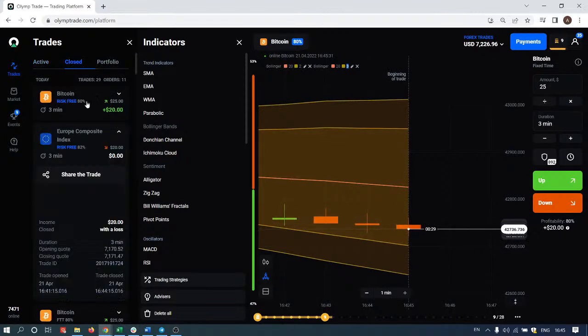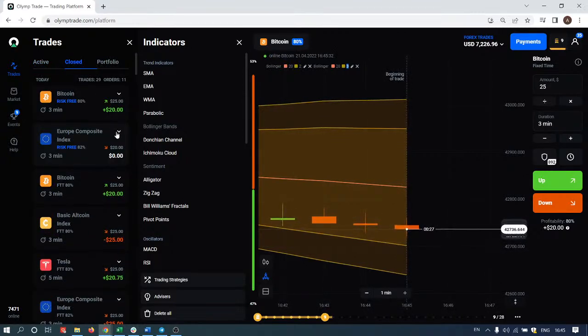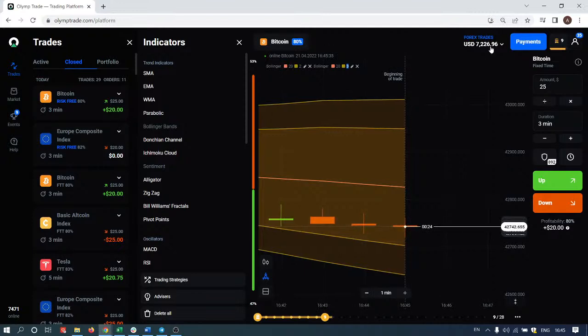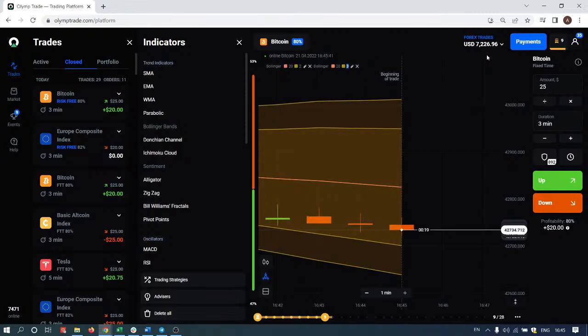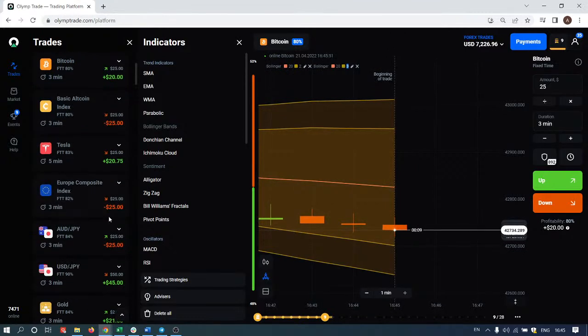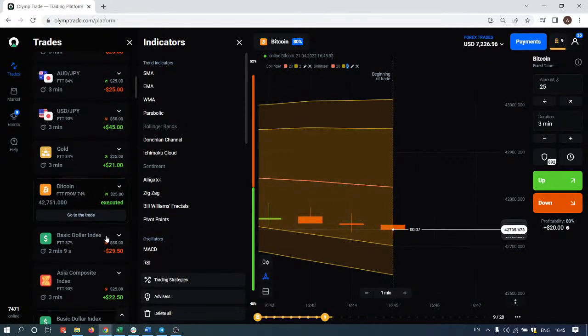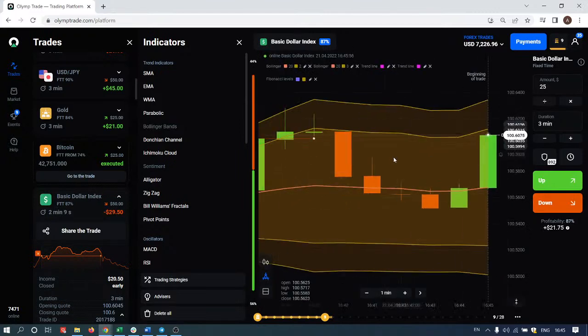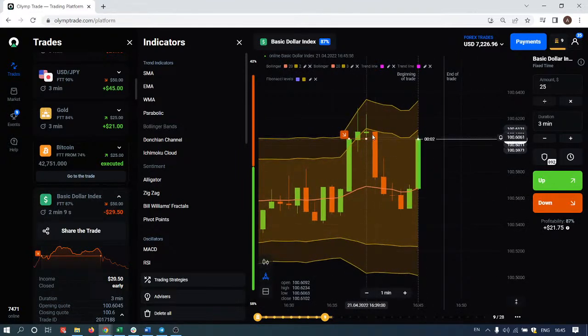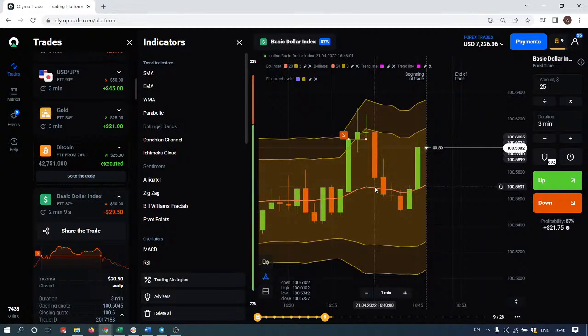I'm canceling this one. So guys, 14 winning trades, 13 losing trades, and my total result is plus 124 dollars. So that could have been a little more had I not canceled that trade on basic dollar index. Where was that trade? So yeah, this was a bad decision because immediately after it just collapsed. Well, anyways, that's life, that's trading.